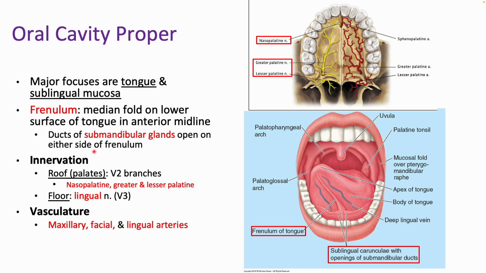When considering vasculature of our oral cavity proper, we're primarily receiving vasculature supply from our maxillary artery, and that's going to give off the branches that we see here, the greater and lesser palatine, stuff like that. Our facial artery and our lingual arteries. So these are all branches of our external carotid.